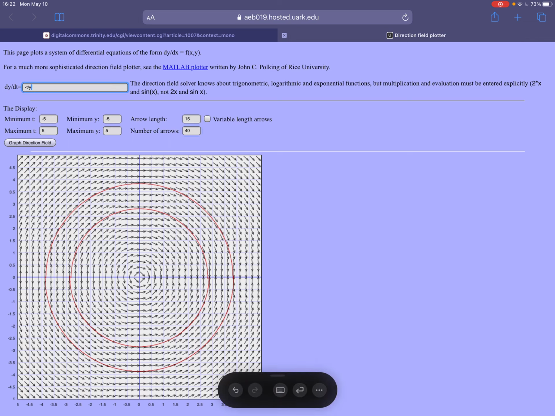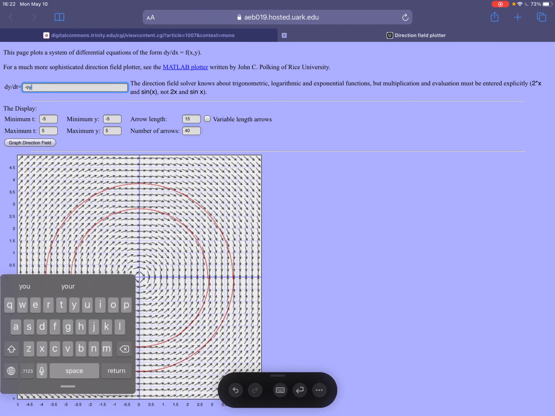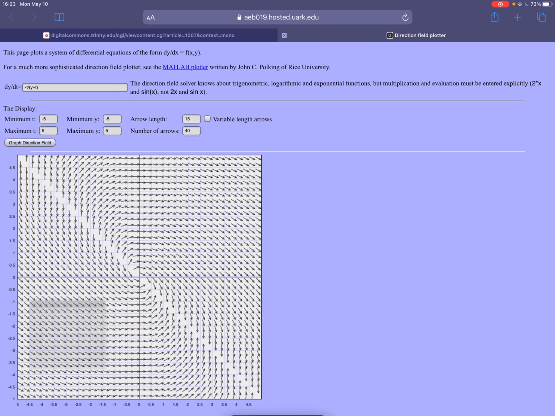I'll put another thing here, just for the fun of it, let's make this a little bit different. I'm just going to plug in something. I don't know if you know what this will give me. Let's do here y plus t. I don't know why, but I want this y plus t, and then I have to close the parentheses. Okay, so direction field.